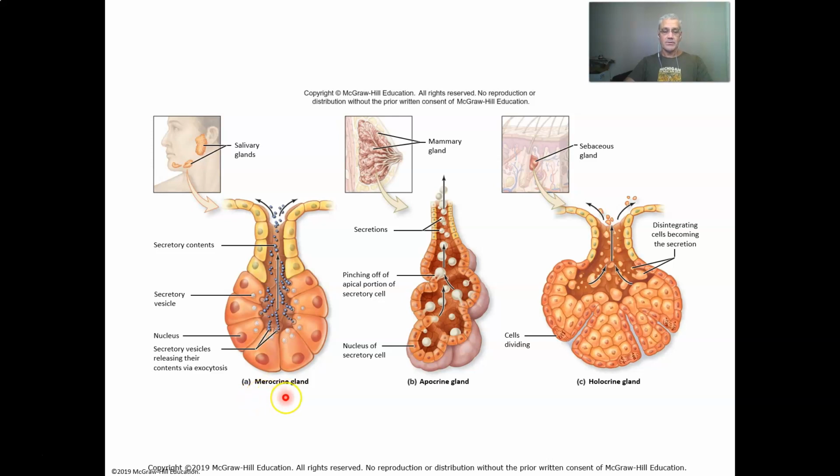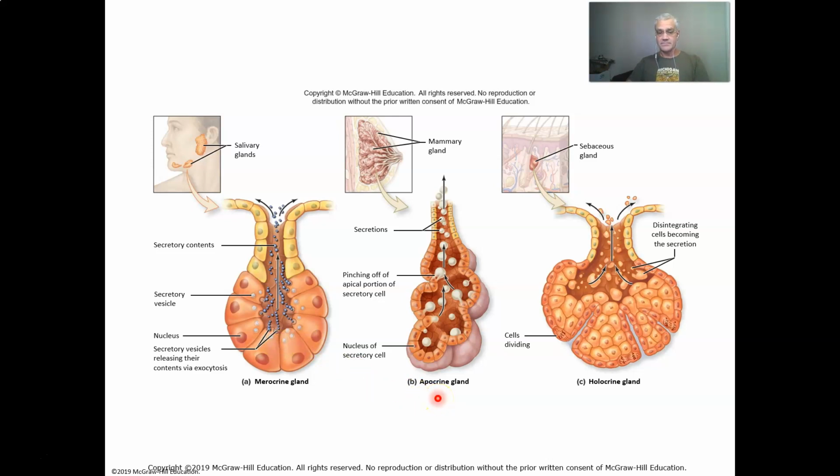Merocrine means that the secretory portion makes some product, and then it sends it out of the cell into the duct, and the product goes through the duct to wherever it's going to go, right? So saliva is produced by these cells. It is put into the ductwork, and the ductwork takes it to the inside of your mouth. All right, that's a merocrine gland. The cell remains intact, doesn't change. It just simply makes the thing that it's going to make, puts it into the duct, off it goes.